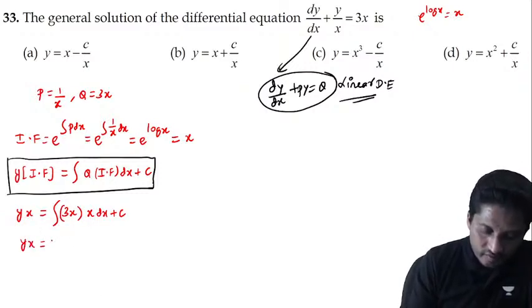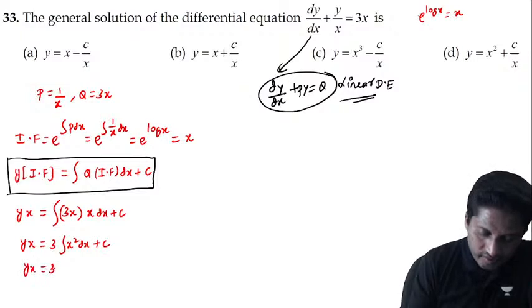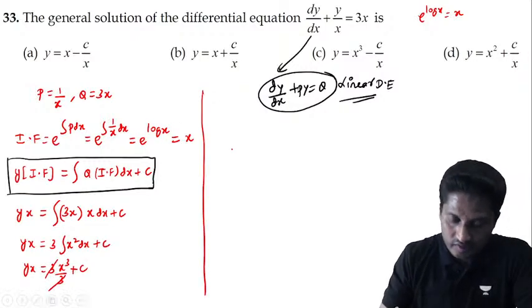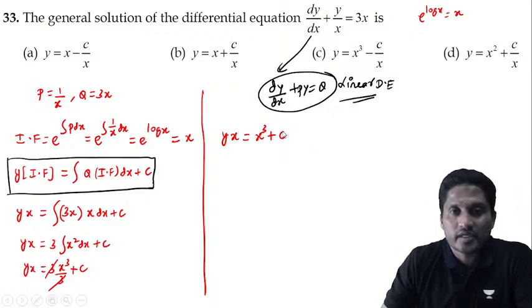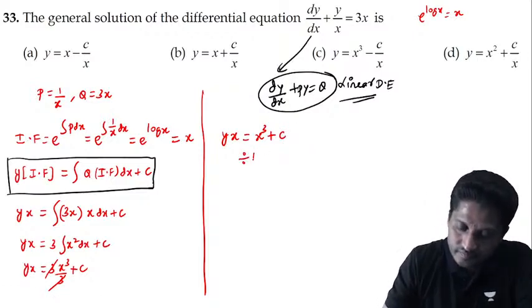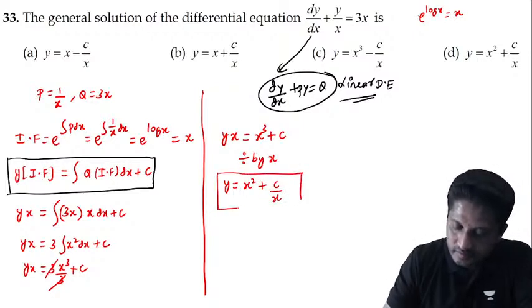Y into x is equal to 3, which is a constant, you get x squared dx plus c. Y into x is equal to 3 times integration of x square, which is x cube by 3, plus c. 3 and 3 cancel. Now the solution is y into x is equal to x cube plus c. I don't get any option. If I divide throughout by x, you get y is equal to x square plus c by x. That's the last option.